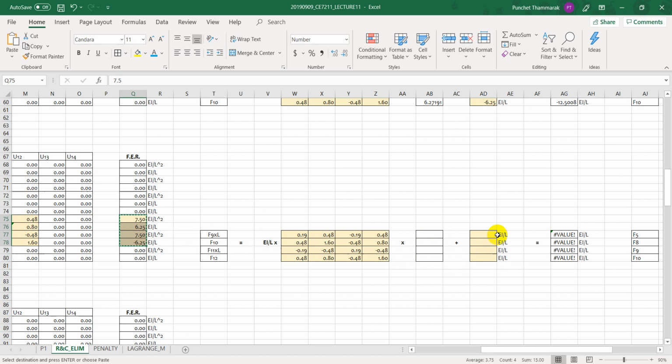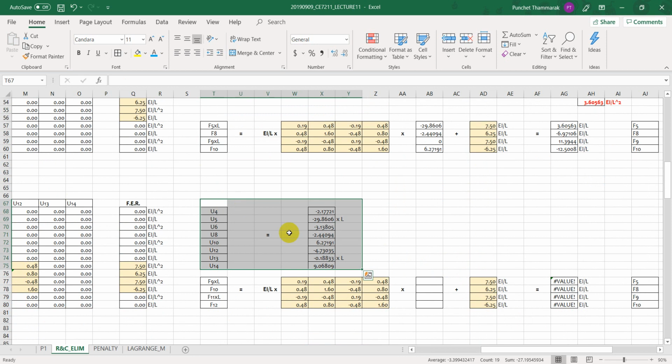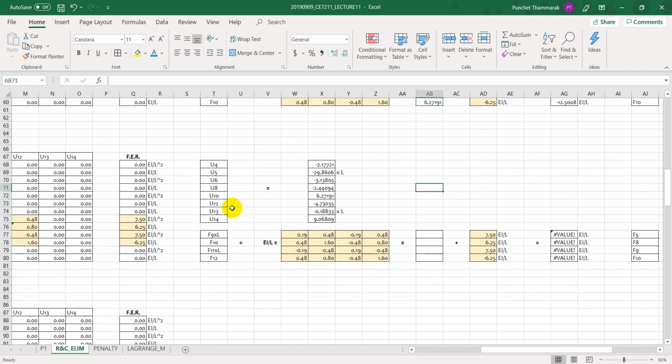This is from the fixed end reaction. This one I move down to use here, and we need the 9, which is 0, the 10 is 6.2, the 11 is 0, and the 12 is minus 4.7 something. Okay, alright, stiffness matrix done.